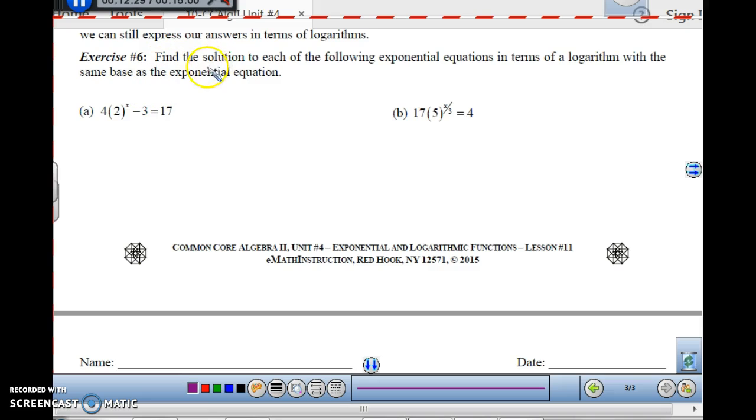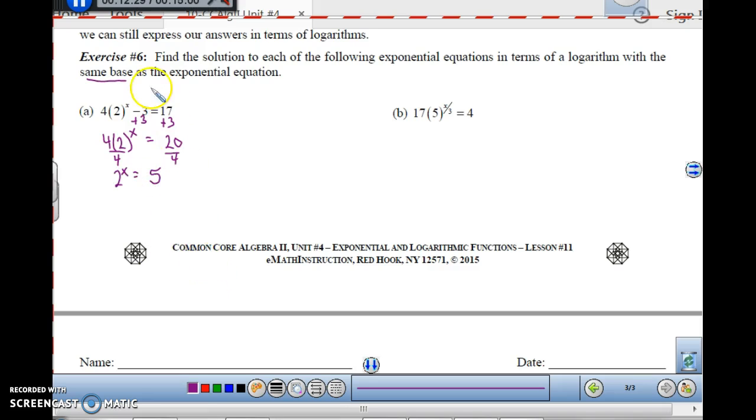Find the solution to each of the following exponential equations in terms of a logarithm with the same base as the exponential equation. Basically what we want to do is figure out what the x is. First we want to get this to be a single exponent, base and exponent. So first thing we have to do is move the 3. That gives me 4 times 2 to the x is equal to 20. Now I want to get the base of 2 by itself, so I'm going to divide by 4, and I get 2 to the x is equal to 5.